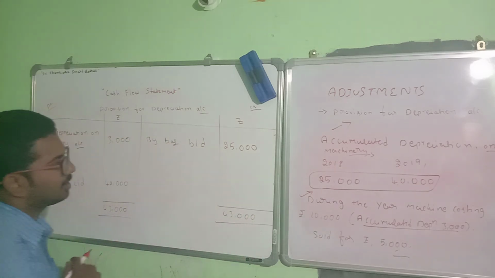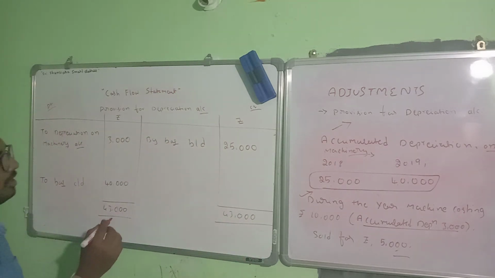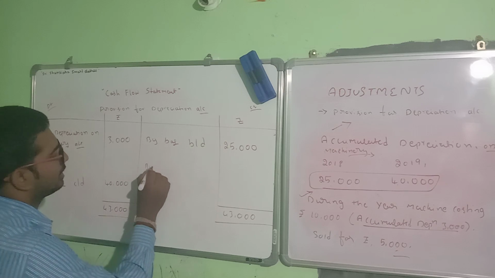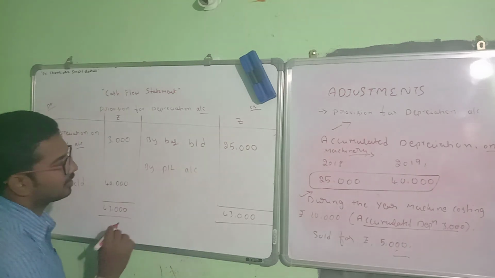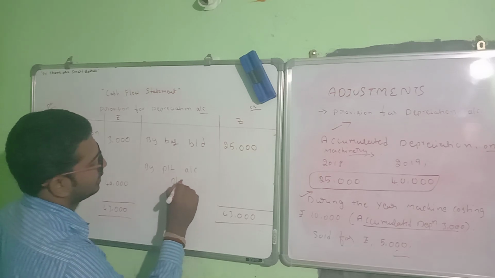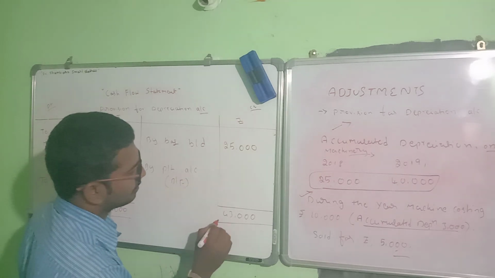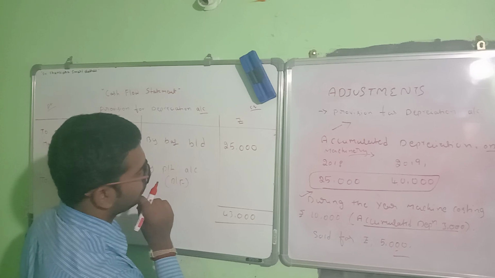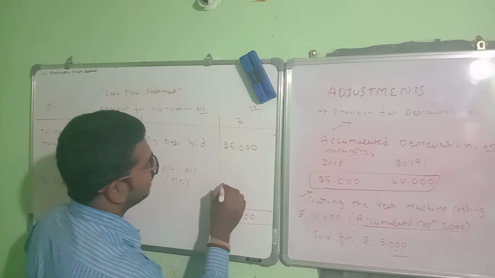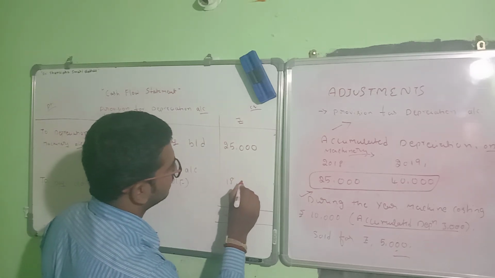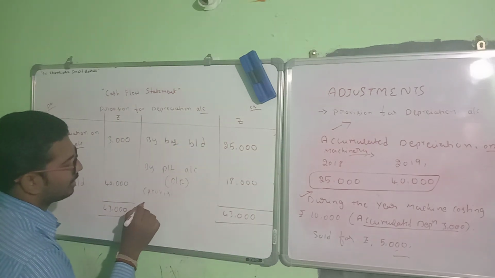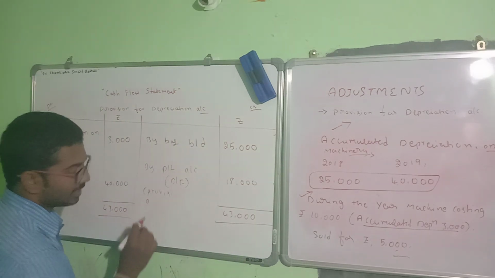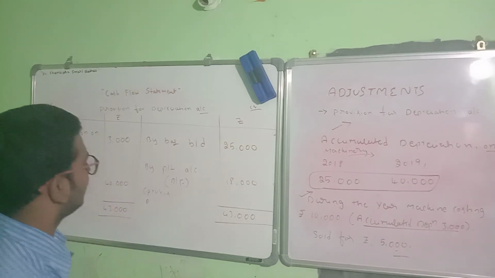So 43,000 minus 25,000. Any balance that comes on the credit side, you should write by P&L account, balancing figure 43 minus 25, 18,000. Or else you can call it depreciation made during the year.